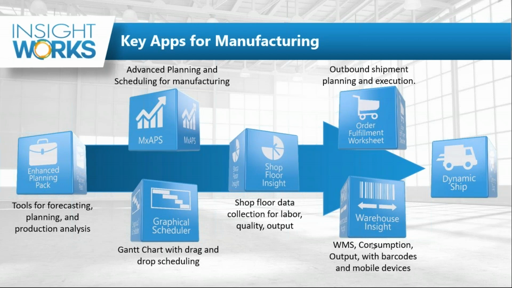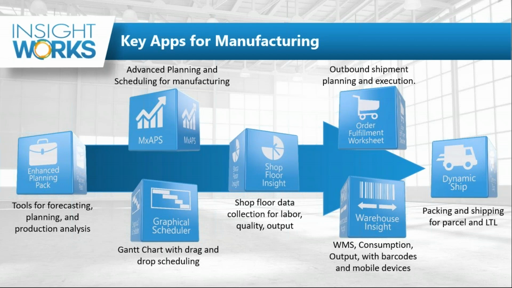One quick note on the Warehouse Insight, it can also do production activities as well. If you don't care about your timing, like your labor time, maybe you just want to use Warehouse Insight to do your consumption, output, those sorts of things. But at any rate, once we've completed the production, we can use Warehouse Insight to put the product away, to pick it, whatever you need to do. We can use a fulfillment worksheet to figure out what we can ship today, and then we send it out to Dynamic Ship to get that product out the door. All right, so those are some of the key applications.